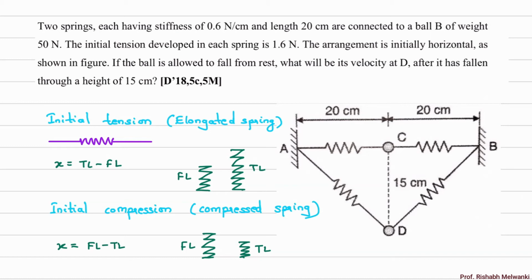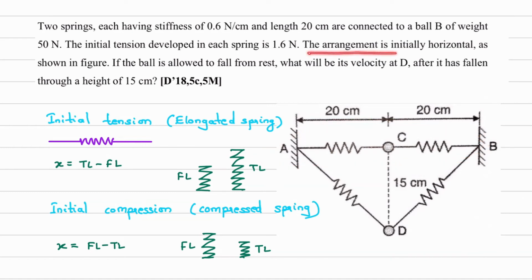This is very important. Now one more variation I told you is there in this question. In that numerical, initial tension developed in spring is not given. So in that type of numerical, this 20 centimeter itself is free length of the spring. But for this numerical, since it is given that initial tension in both the springs is 1.6 Newton, meaning both the springs are right now in elongated condition at this location.